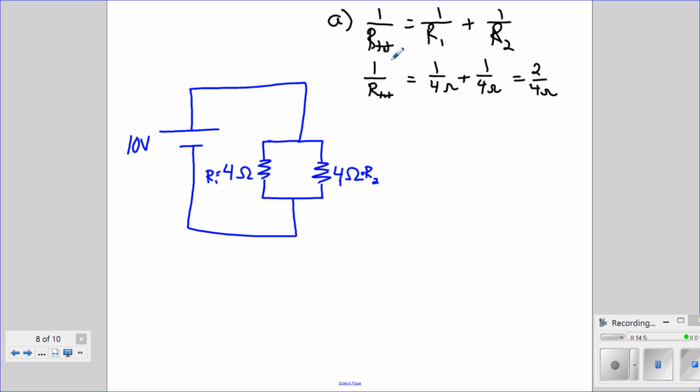But again, this is 1 over the total resistance. So this means that the total resistance is 4 ohms over 2. We'd flip both of our fractions. And so the total resistance is 2 ohms. You can say that the total must be smaller than either of the individual resistors. So each individual resistor is 4 ohms. The total of 2 ohms is smaller than each of those.